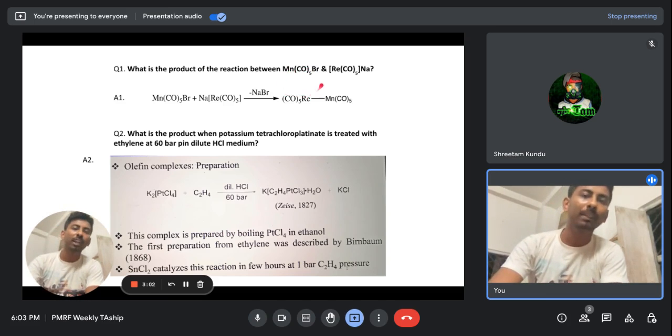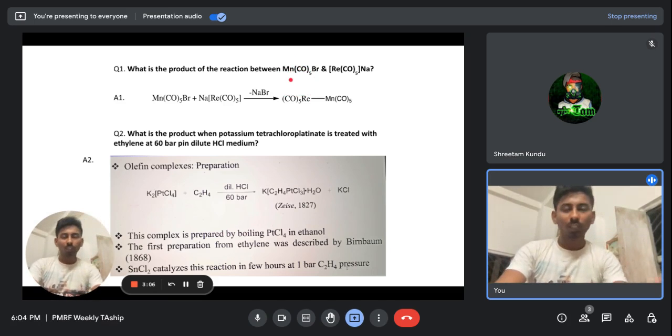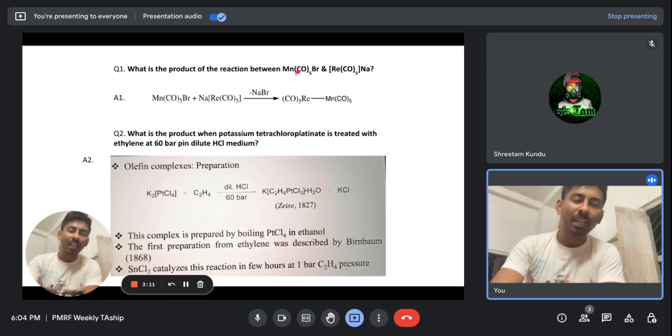The same can happen for MnCO5 here also. Here manganese is in the plus 1 oxidation state, so the low oxidation state or the high electron density is also stabilized by the high pi acidic property of these carbonyl ligands.